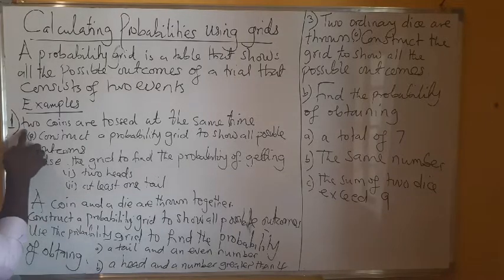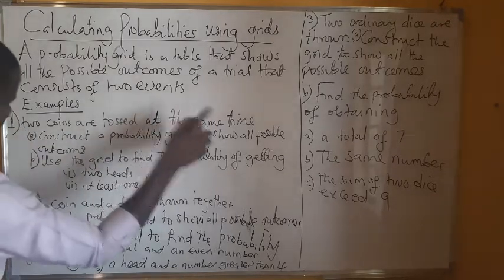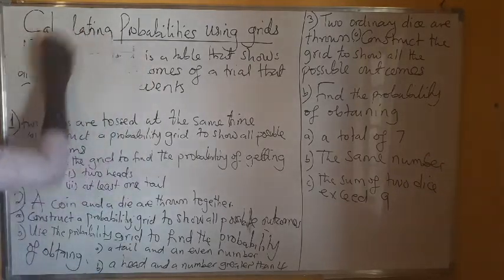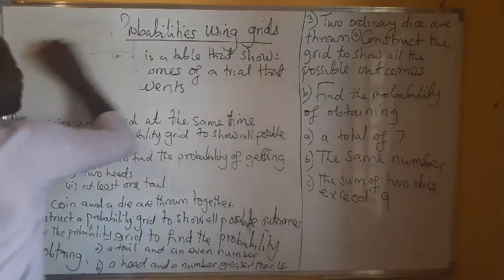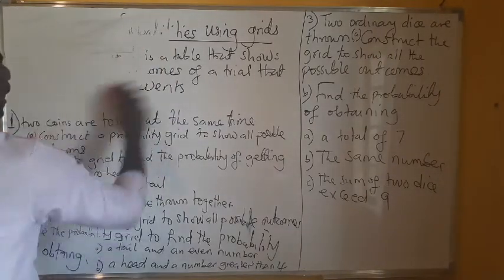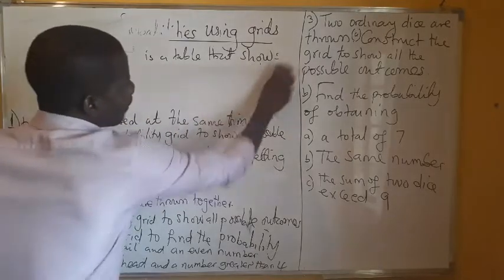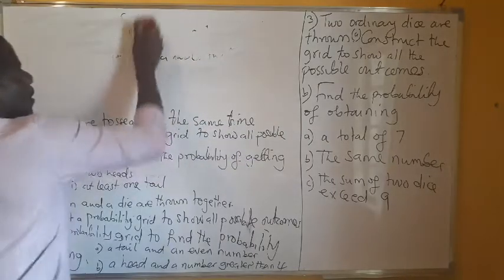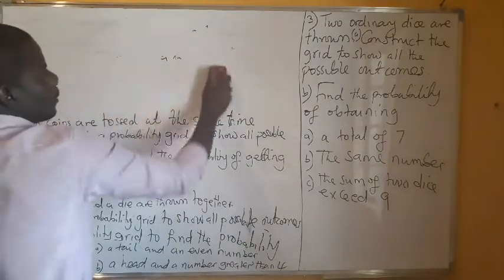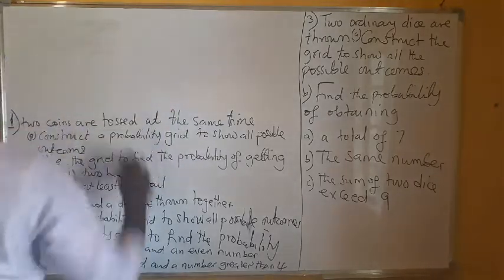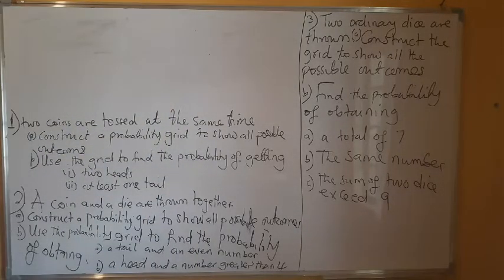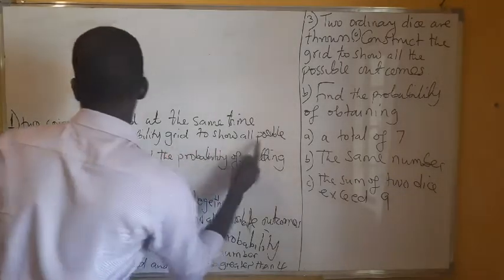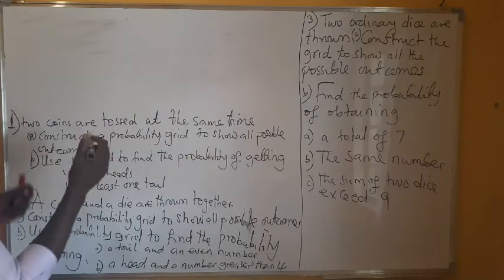Then we have: two coins are tossed at the same time. Remember, we are looking at the grid. Construct a probability grid to show all the possible outcomes. A grid, like we said, is a table.